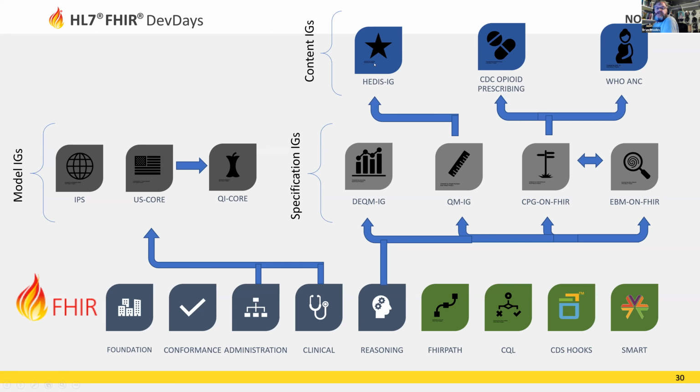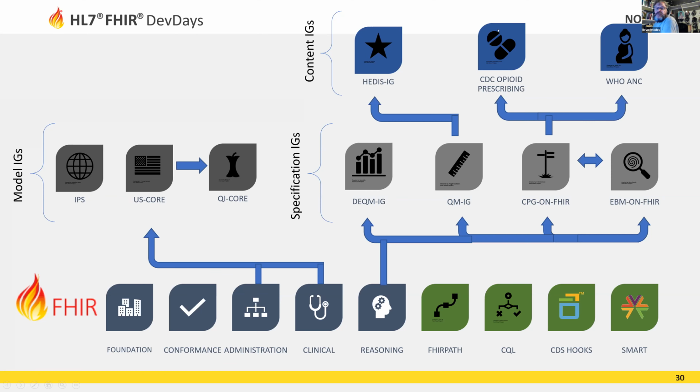So a HEDIS IG might be a set of quality measures. HEDIS is the Healthcare Effectiveness Data and Information Set. That's a set of measure specifications that are used quite extensively by payers in the United States. And the HEDIS IG is a set of those HEDIS measures expressed as FHIR profiles or resources that conform to the profiles specified in the quality measure IG.